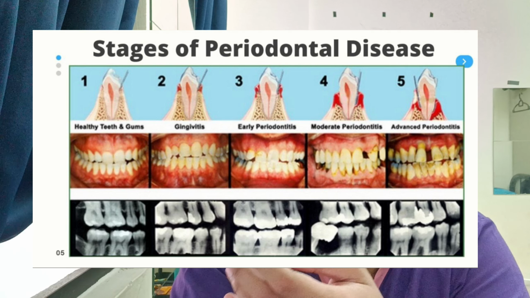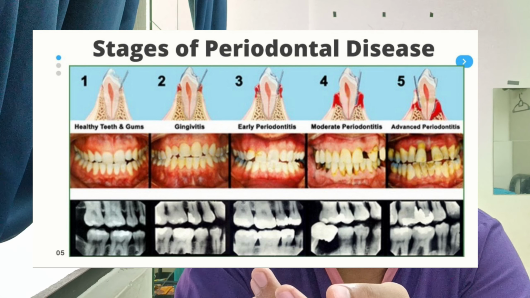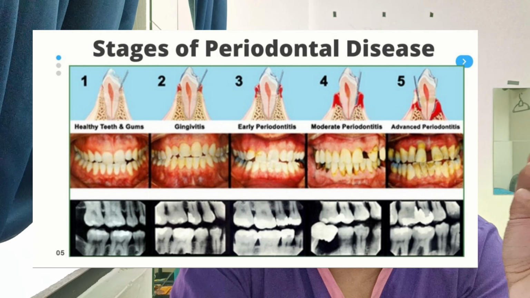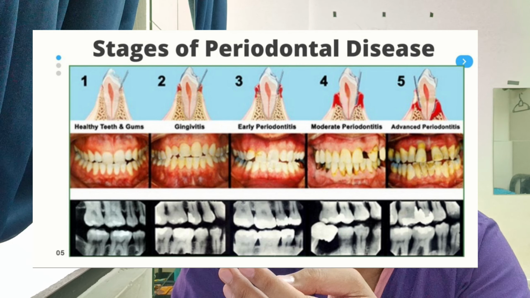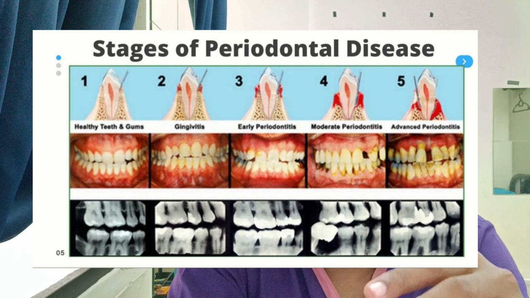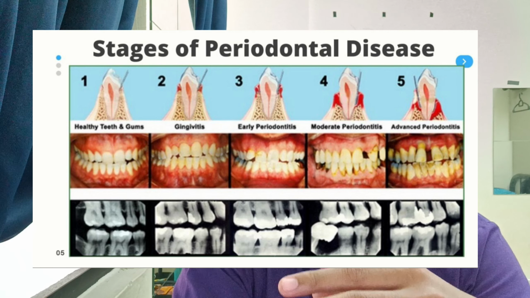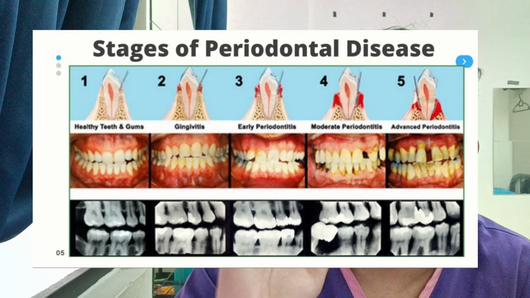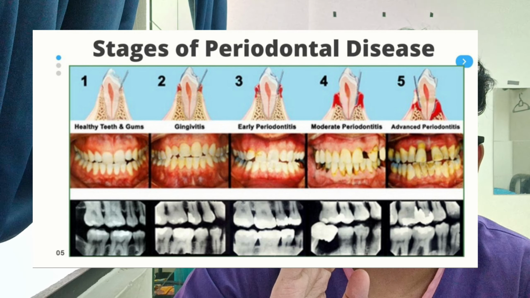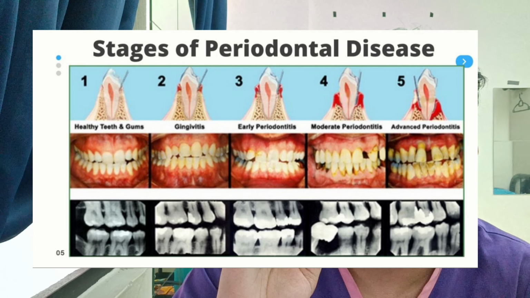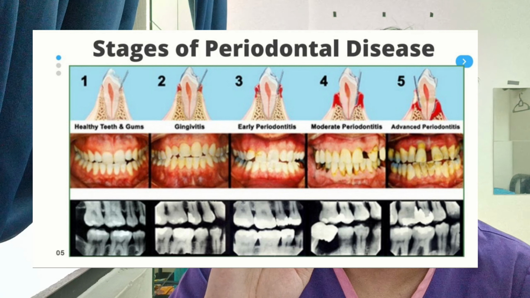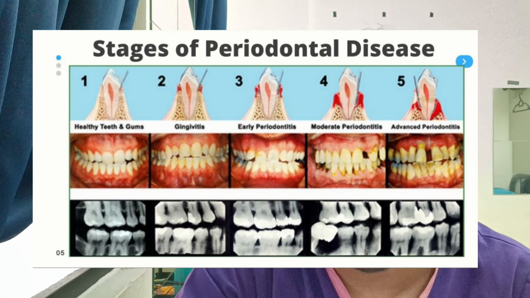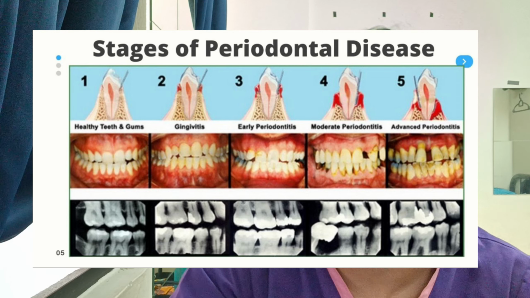Number four is moderate periodontitis, where we can see a lot of recession that shows the root of the teeth. The gums are also inflamed, and most importantly, the alveolar bone has resorbed. And last but not least, the fifth stage is advanced periodontitis, where we can see a lot of bone has been resorbed. The gingiva is very red, and it can also cause gingival recession and sensitivity of the tooth.